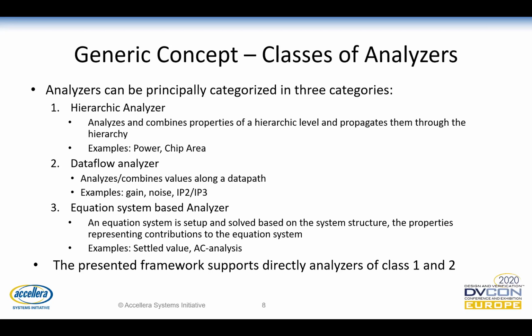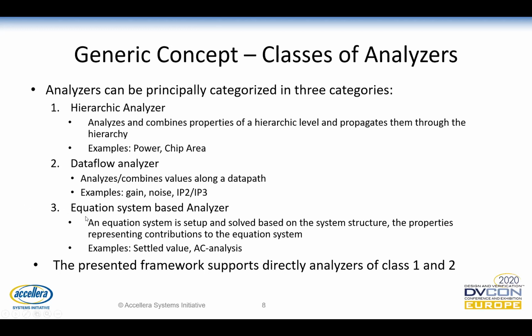at the end, the power. A second category of analyzers will be data flow analyzers. A typical case is if you want to analyze a signal path, therefore you have to set up a data flow graph. A typical example is analyzing the gain: you start at the source, the first module has a certain gain, the second has a certain gain, and then you simply multiply the gains to get the final gain.